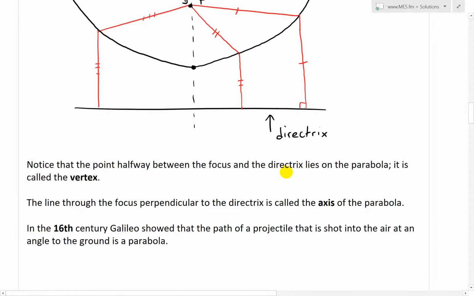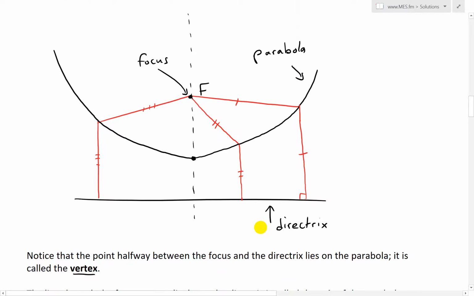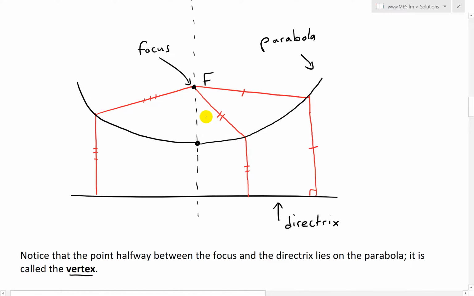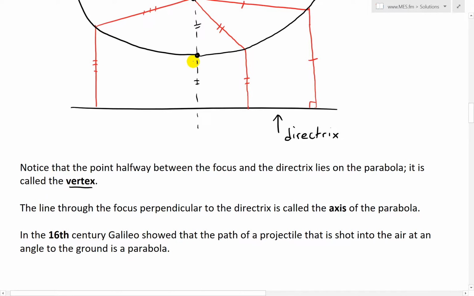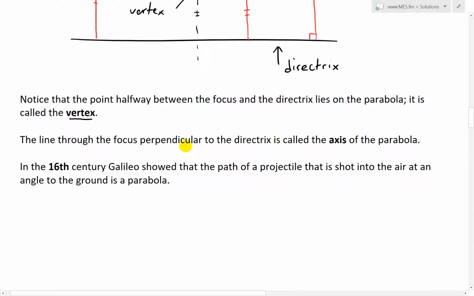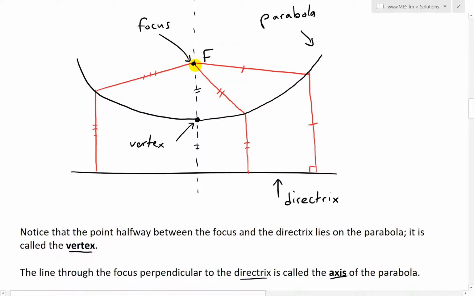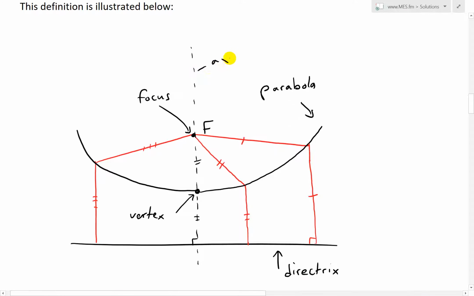Now notice that the point halfway between the focus and the directrix lies on the parabola. It is called the vertex, and that's this one right here. Here I quickly just fix it up so it looks more equal. Let's draw a line like that, equal distance across there. So that is the vertex. I'll draw that's the vertex like that. And also the line through the focus perpendicular to the directrix is called the axis of the parabola. That's just this line going through the focus perpendicular to the directrix. That's just the axis like that.